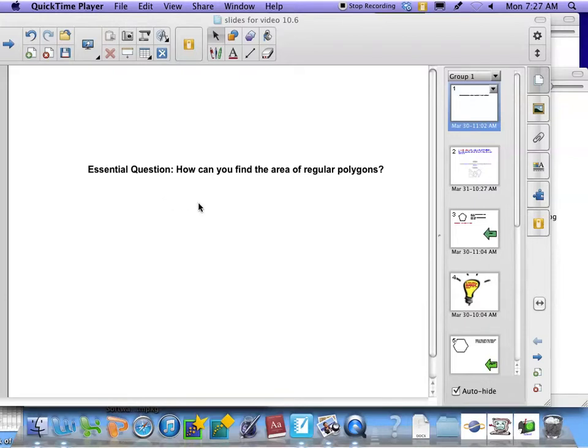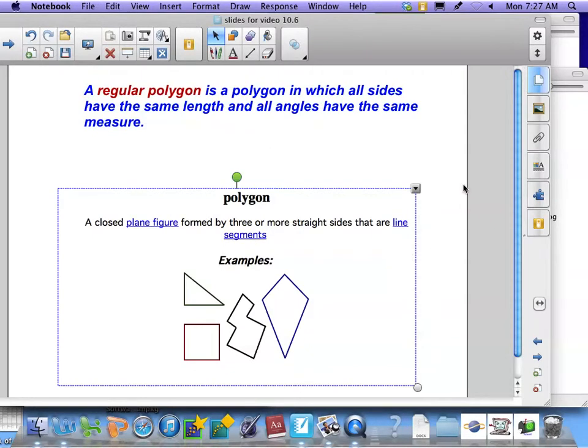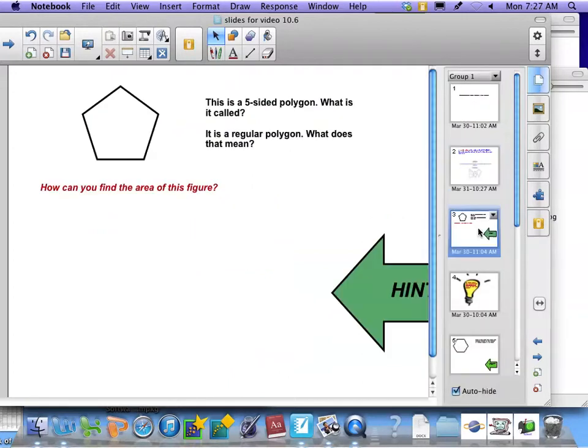How can you find the area of regular polygons? Okay, a regular polygon is a polygon in which all sides have the same length and all angles have the same measure. So remember, a polygon is a closed figure formed by three or more straight sides that are line segments. So if you look down here, you can see some polygons. So a regular polygon, all the sides have the same length, all the angles are the same.